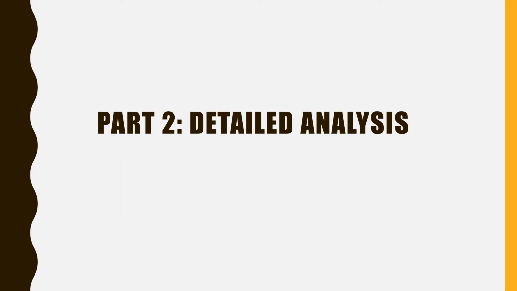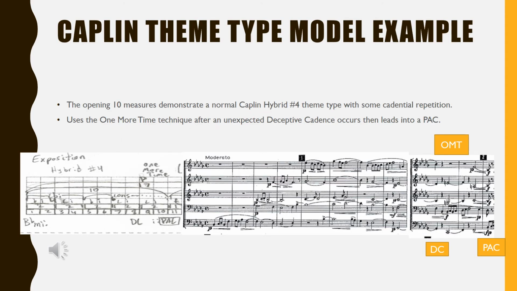Alright, so let's do some detailed analysis. Here we have our first Kaplan theme type model example. It's really straightforward. It's just a normal Kaplan hybrid number 4 theme type from the very beginning. The only thing that Ewald really does with it is that in the 8th bar, instead of doing a normal cadence like a half cadence or a PAC, he does a deceptive cadence, leaving you wanting more and going like, oh no, where's the closure? And so after that he hits you up with the one more time technique, which then gives you the PAC after that. And it's really pretty effective. It's nice to listen to.